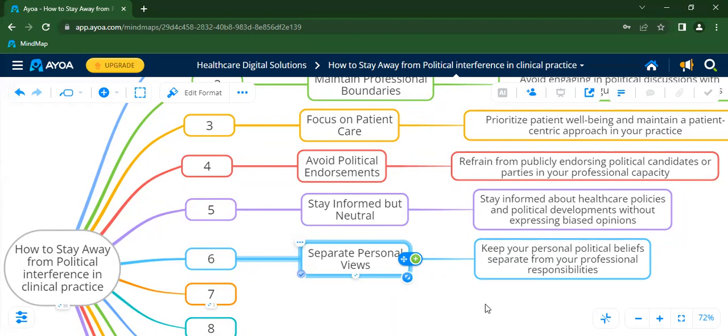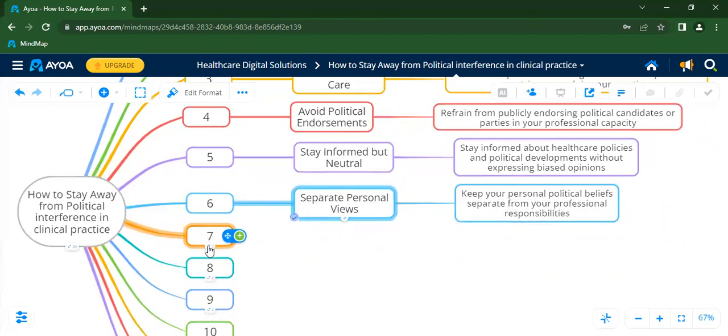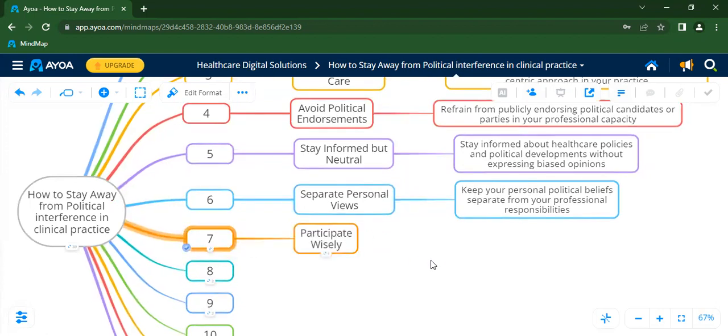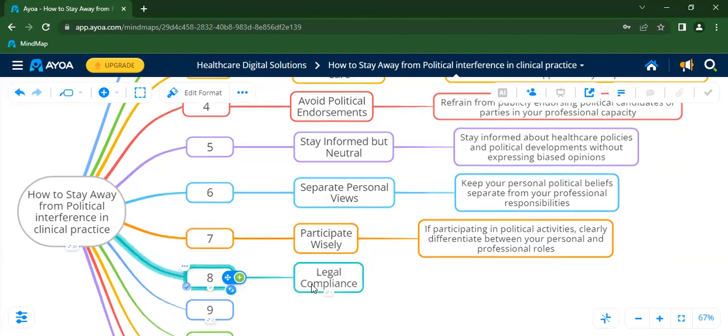That is very natural as a human being, but we have to learn how to keep those emotions under control and how we can keep those thoughts separately. Then you need to participate wisely in any political activities, as I mentioned, unless and until you have that plan to enter into politics or into any political activity, then it's fine. Otherwise, try to stay as far as possible from this kind of activities.